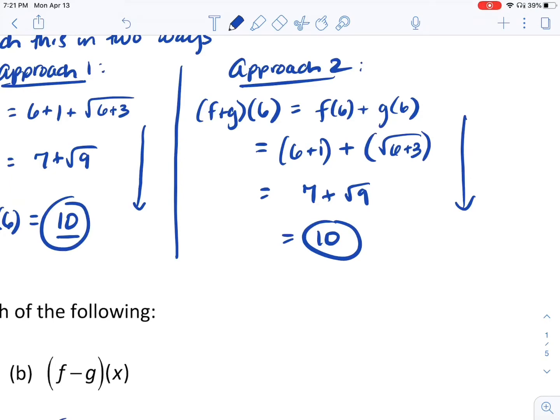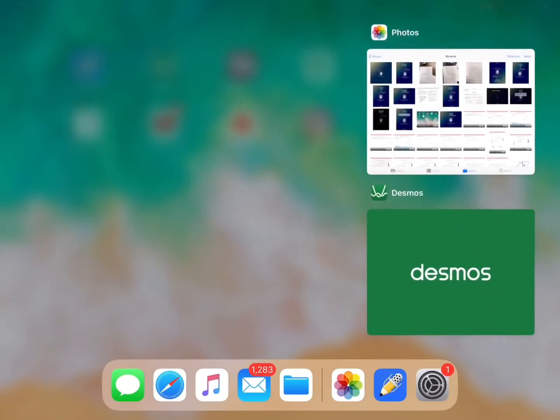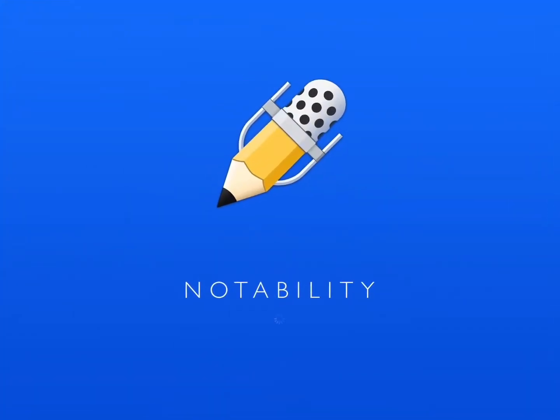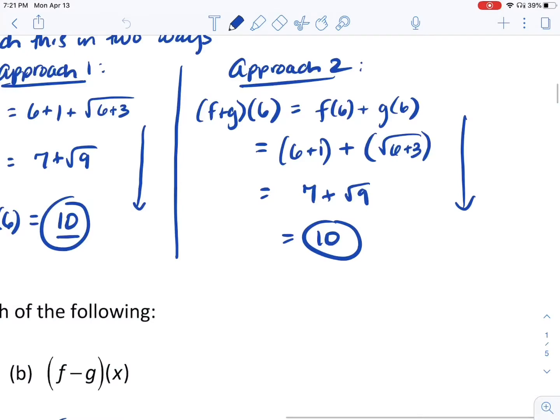Uh-oh, Notability froze. It's been happening a lot lately. I don't know why. I don't know what to do about that.